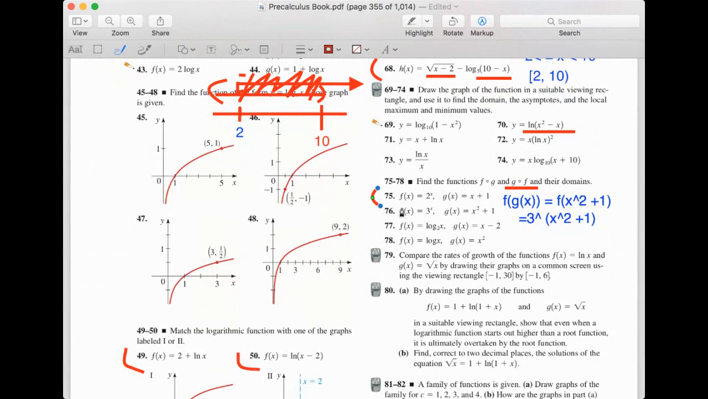Okay. 75, we have f of x equals 2 raised to x, g of x equals x plus 1. We want to find f composed with g and g composed with f. I was able to set it up, but I didn't know how to find the domain anymore. Oh, okay. Let's talk about f of g, right? So f of g equals 3 raised to x squared plus 1, right? You see this? Yes. F composed with g.